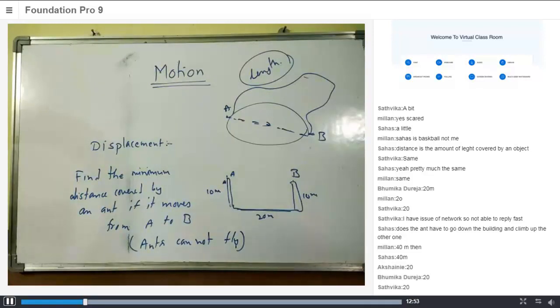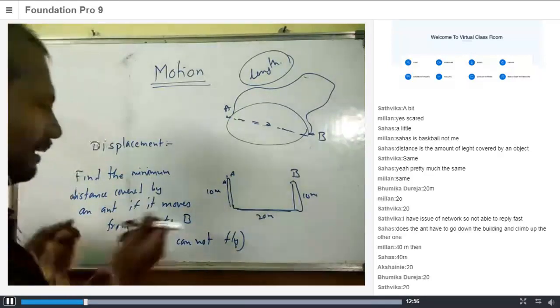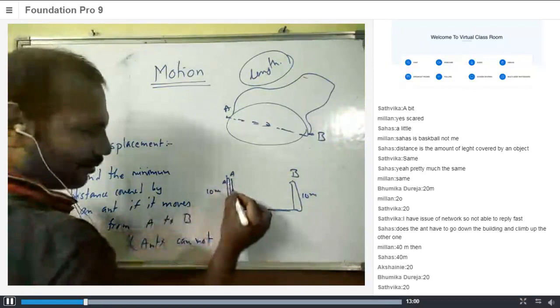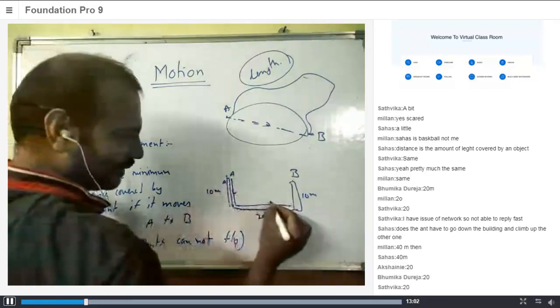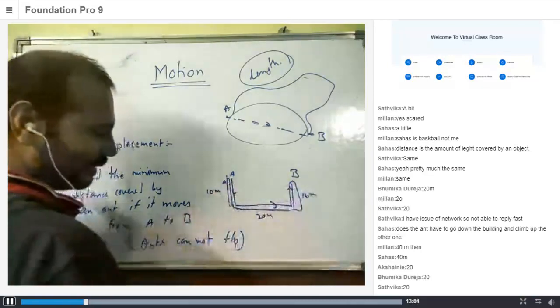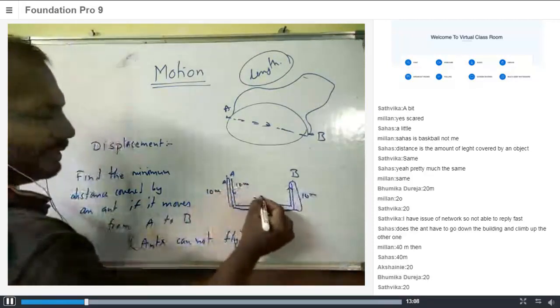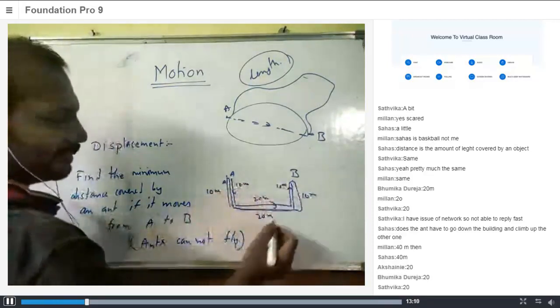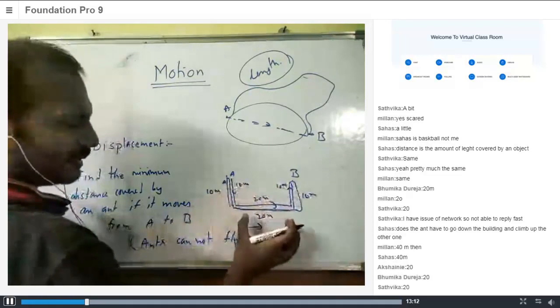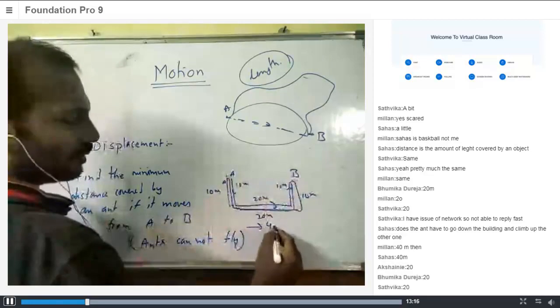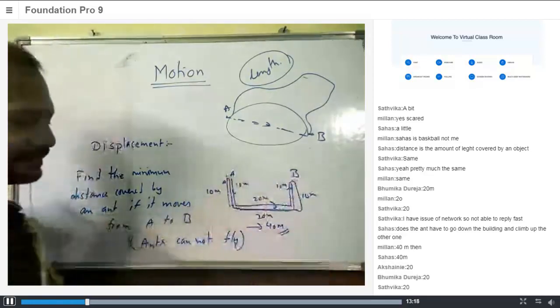Now, if the ant has to go from here, the only way is to climb down, then go from here, and then go up from here. So it has to cover 10 meters here, 20 meters here, and 10 meters here. So what is the total distance that it has to cover? 20 plus 10 plus 10. A total of 40 meters.